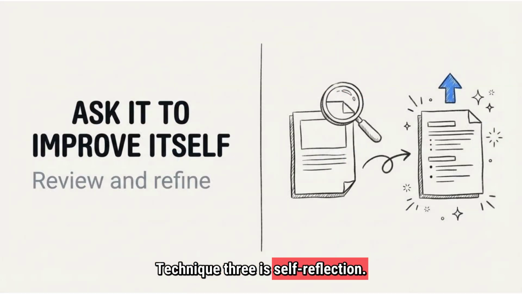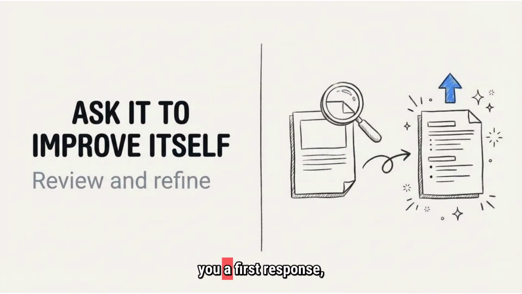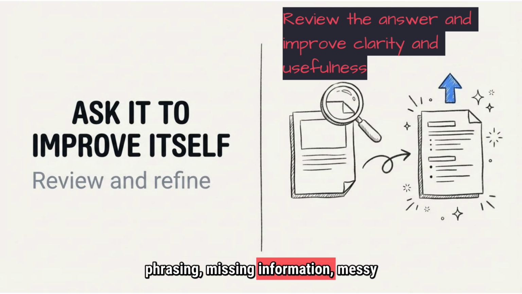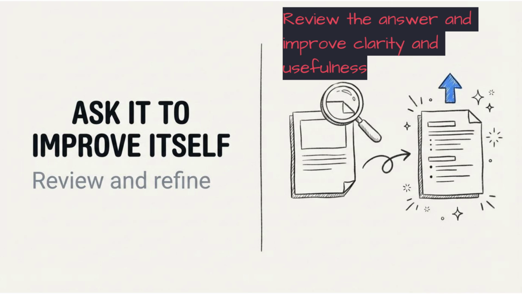Technique 3 is self-reflection. After the model gives you a first response, you simply ask it to review its own work. For example, just write, review the answer and improve clarity and usefulness. The model will analyze what it wrote, identify weak spots, vague phrasing, missing information, messy structure, and produce an improved version. It's basically a built-in editing pass, and it costs you 1 extra line in the prompt.